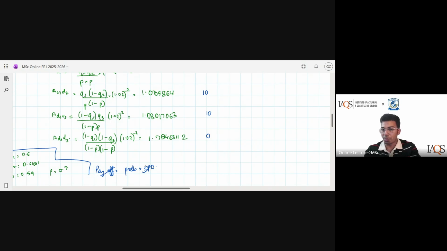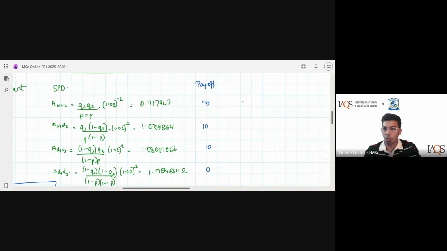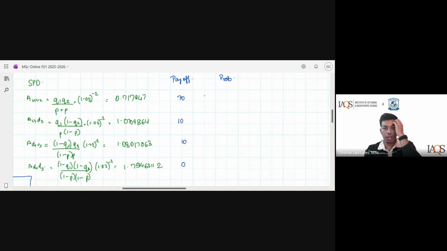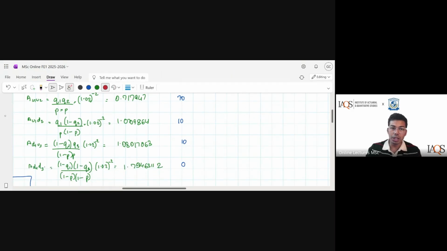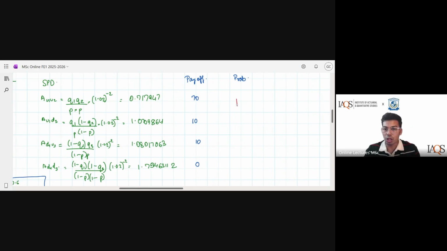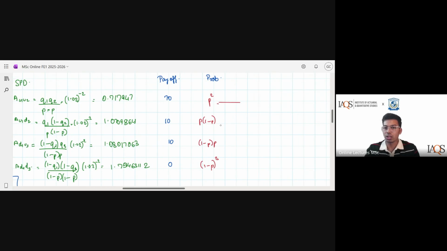I have my payoff, I have my state price deflator. What am I left with is probability. Under real world probability, or the state price deflator approach, the probabilities are actually real world probabilities. They are not risk neutral probabilities. So for both up moves, the probability will be P square. For one up move, one down move, it will be P into 1 minus P. One down move, one up move, it will be 1 minus P into P. And for both down moves, the probability will be 1 minus P square. You know the value of P is 0.7.